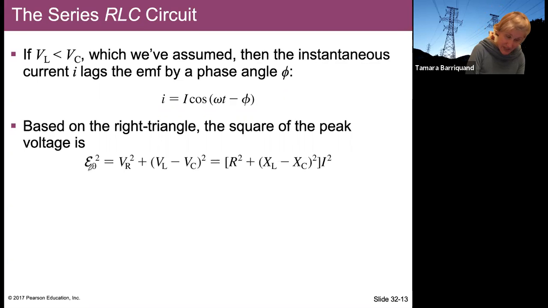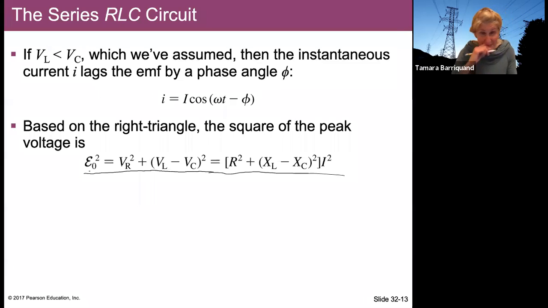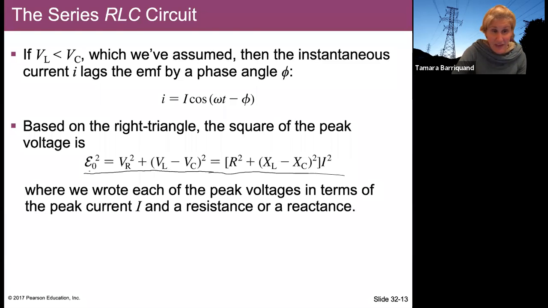Based on the right triangle, the square of the peak voltage is found by EMF naught squared equals VR squared plus (VL minus VC) quantity squared, which is going to be equal to R squared plus (X sub L minus X sub C) squared. We're going to pull out the I squared like we did before. We wrote each of the peak voltages in terms of the peak current I and a resistance or reactance.